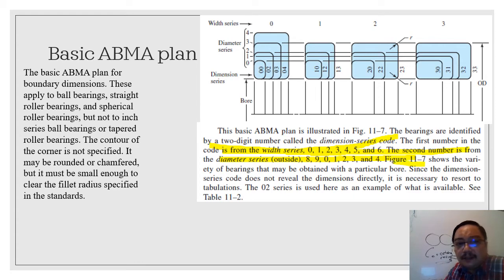Figure 11.7 shows the variety of bearings that may be obtained for a particular bore. Since the dimension series code does not reveal the dimension directly, it is necessary to resort to tabulation. See Table 11.2. You can pause, you can go back to Table 11.2. Better still, if you have the textbook, you can see what the slides mean.